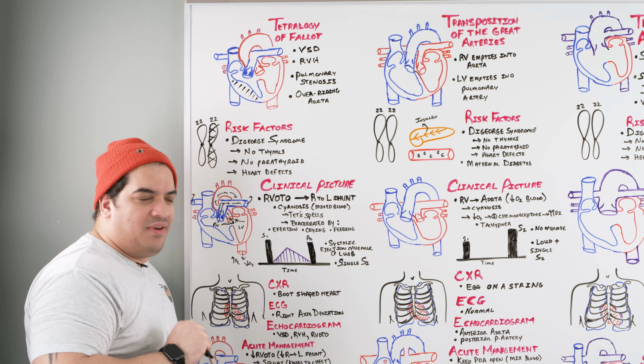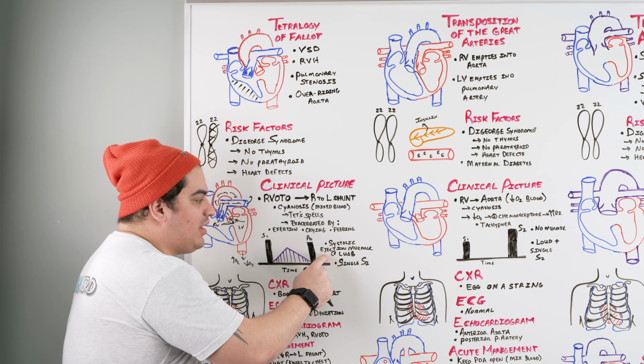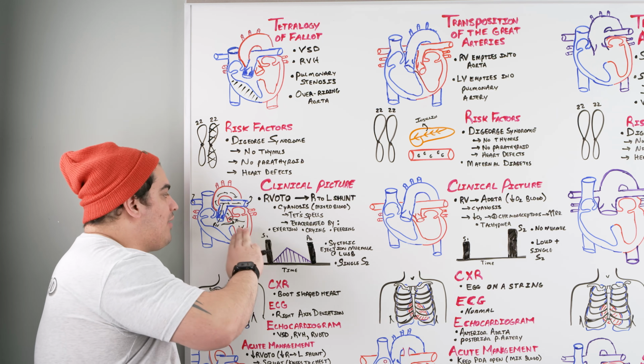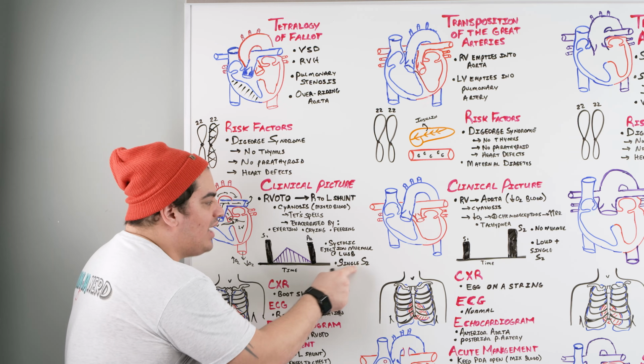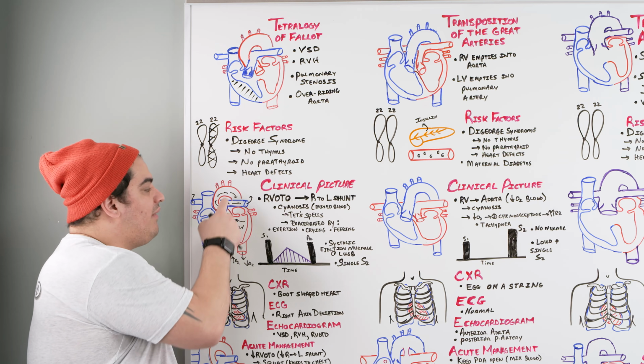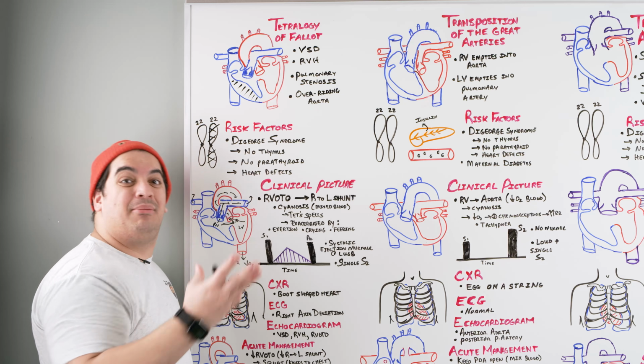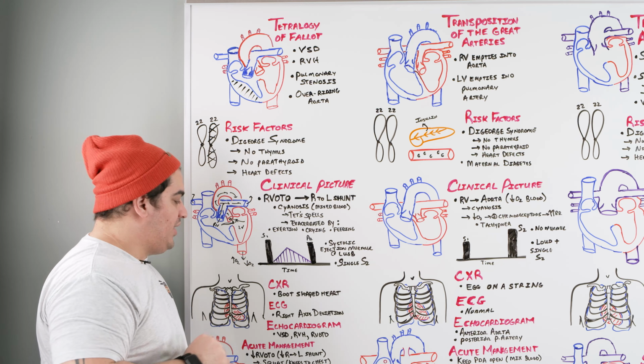So those are particular findings. Again, systolic ejection murmur at the left upper sternal border due to a lot of blood moving through the aorta. And the second thing is they have a single S2 because their pulmonary valve isn't actually closing, because we're not pushing any blood into it. So those are important things to remember.